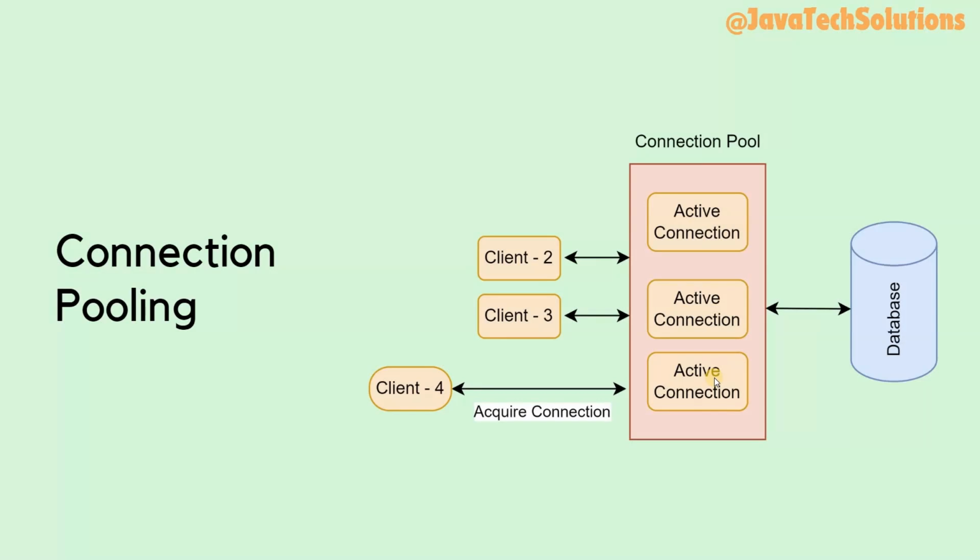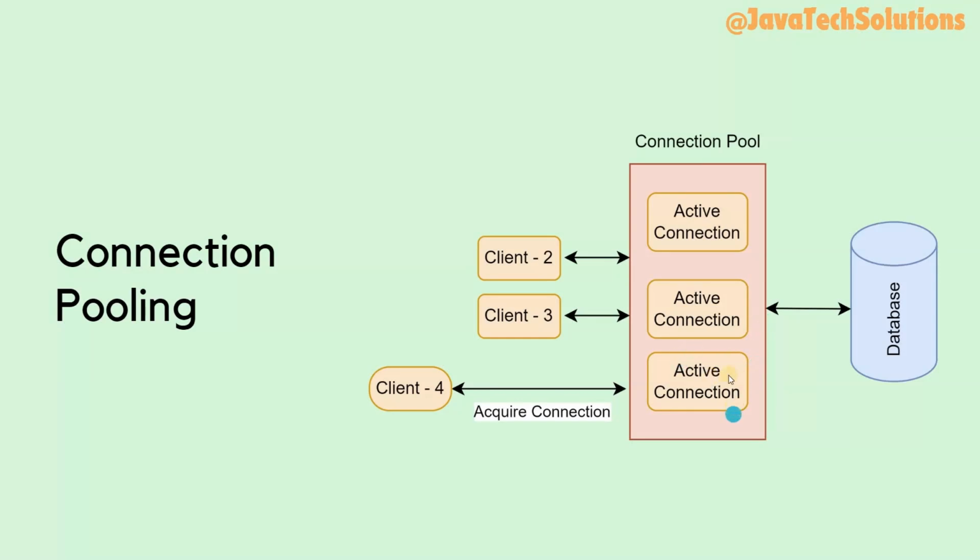So that's why the concept of the connection pool came. In Spring Boot, a connection pool is a cache of database connections maintained so that connections can be reused when future requests to the database are required. Connection pooling can significantly improve the performance of applications that must connect to a database, by reusing existing connections rather than creating a new one each time a connection is needed. This is called the connection pool.